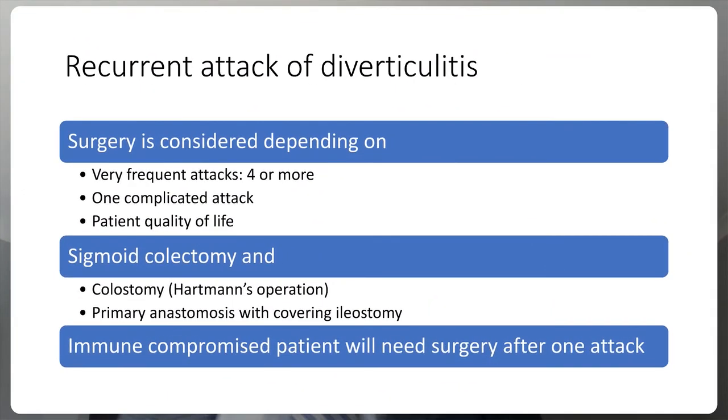Now, we do face a problem of recurrent attacks of diverticulitis. Not a very common condition, but we see enough of that. People who get diverticulitis and get treated with antibiotics and settle down will then have more and more frequent attacks. These are the exceptions rather than the rule, but it is an important category of patients. And those who have very frequent attacks can have a significant impact on the quality of their life, which means that they often get offered a sigmoid colectomy.